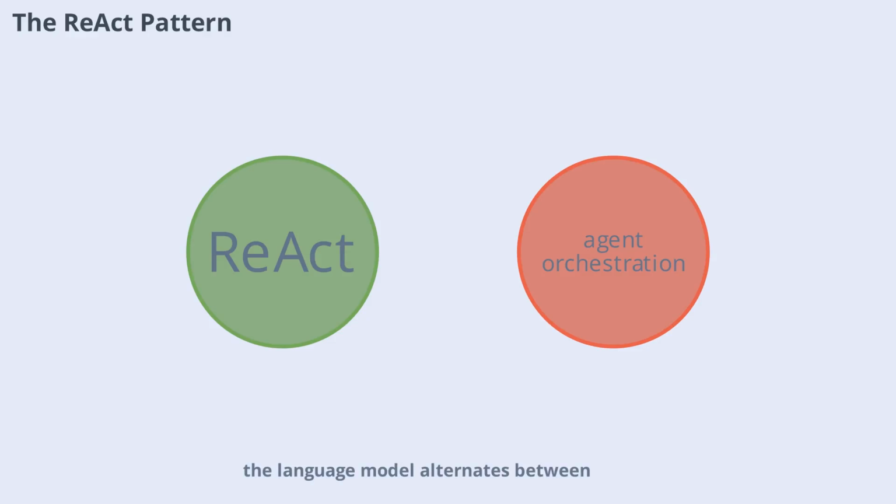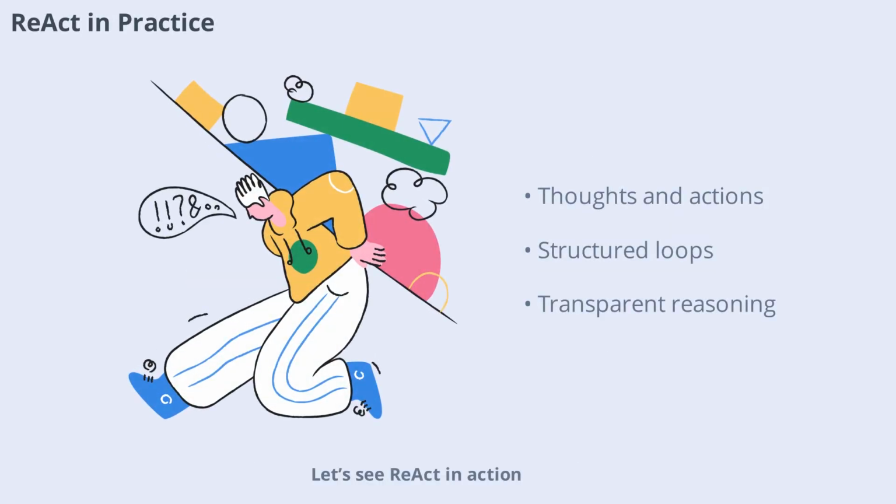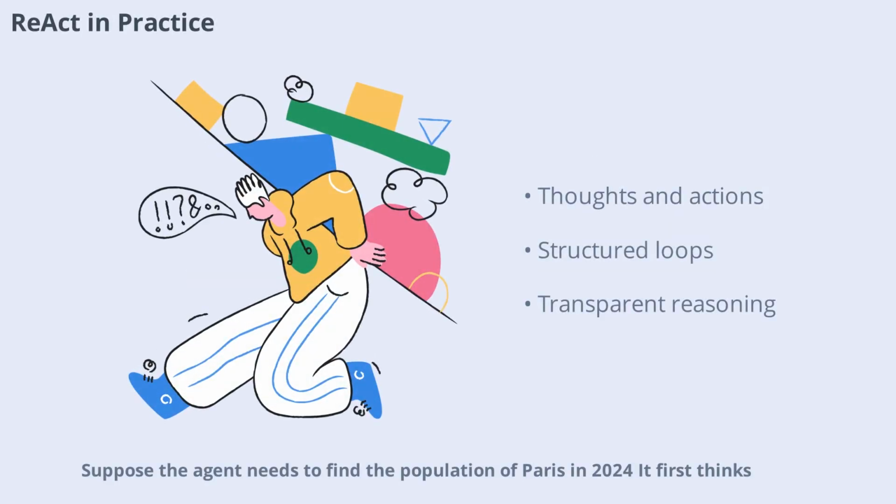Here, the language model alternates between reasoning steps called thoughts and action steps. The model explains its strategy, emits an action specifying a tool call, waits for the result, and then repeats the loop. This structured approach ensures transparency and traceability in complex agent workflows. See ReAct in action. Suppose the agent needs to find the population of Paris in 2024.